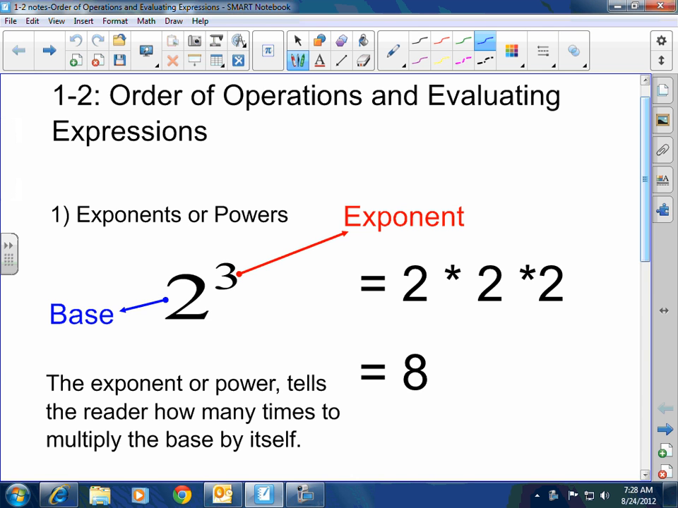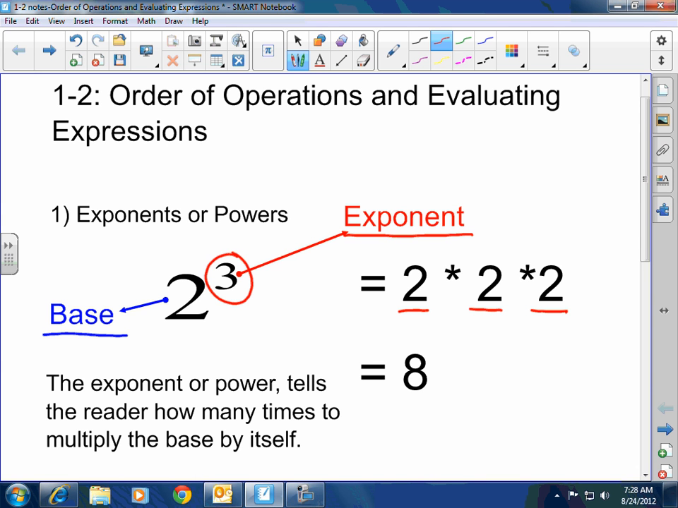When you have 2 to the third power, you have this big 2, which is called the base. And you have this 3 on the top right corner of the number or the variable, and that's called the exponent. What the exponent or power tells the reader is how many times to multiply the base by itself. So 2 to the third power means 2 times 2 times 2. It means 2 times itself 3 times.